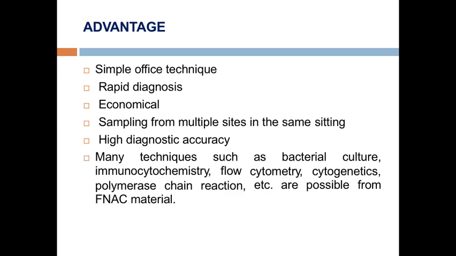Now another major advantage is the material which is used. It's not that you just stain it and give a report, but you can also use it for different things, like you can do a culture, you can do immunocytochemistry. Just like we have immunohistochemistry for biopsy specimens, wherein the enzymes are targeted, similar to that, the receptors of the enzymes are targeted at the cellular level, and you can do something called immunocytochemistry, and all the molecular tests like flow cytometry, cytogenetics, PCRs, all these are also possible from the FNAC material.